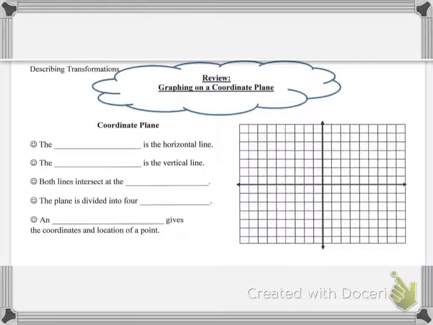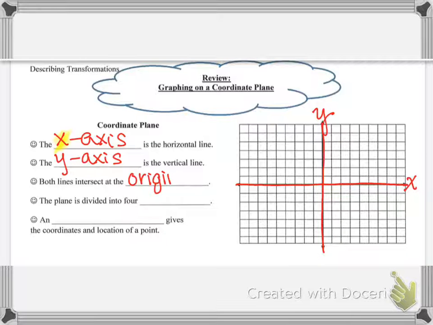Welcome to our review of graphing on a coordinate plane. Let's start with some vocabulary. The x-axis is the horizontal line, while the y-axis is the vertical line. Both lines intersect at the point of origin, which always has the ordered pair of 0, 0.